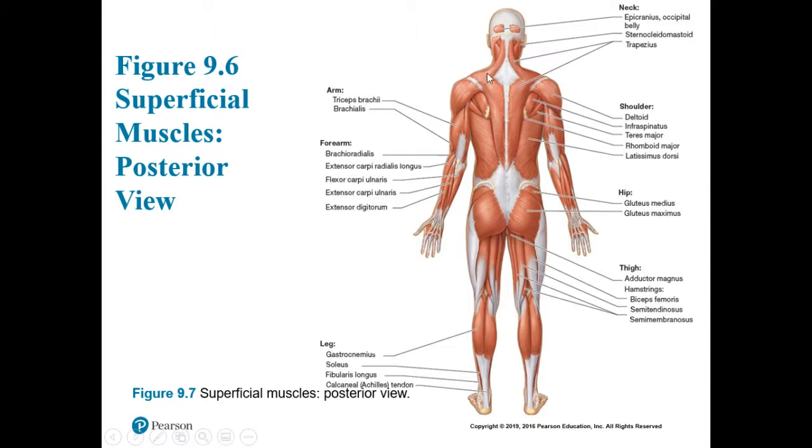Okay, so now go ahead and shrug your shoulders, just as if you were going to say, I don't know. You can do that on your left side independently of the right side, or you can do both at the same time. If you do that, you can actually feel the shoulder aspect of your trapezius muscle.